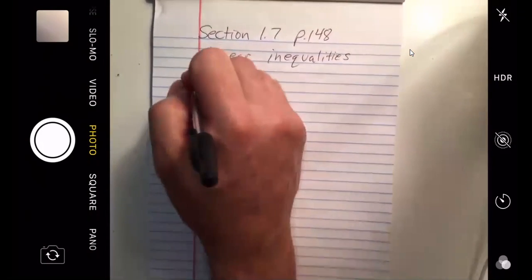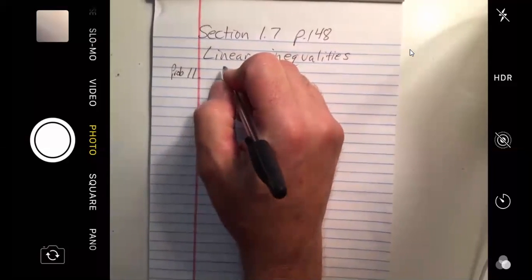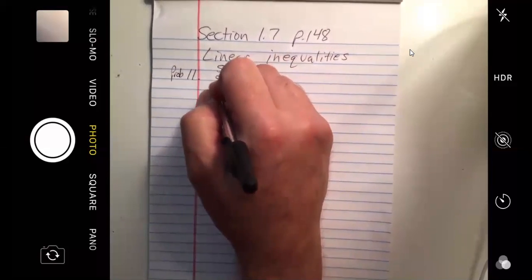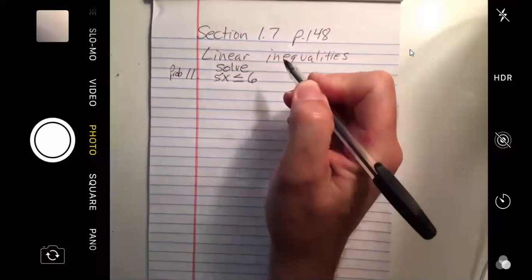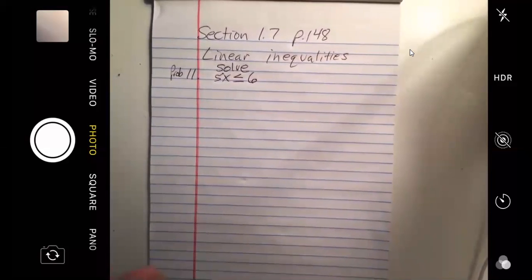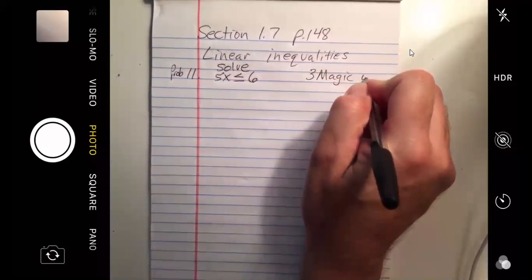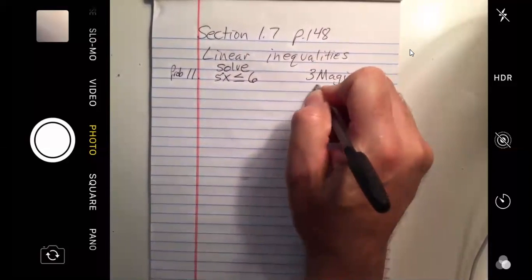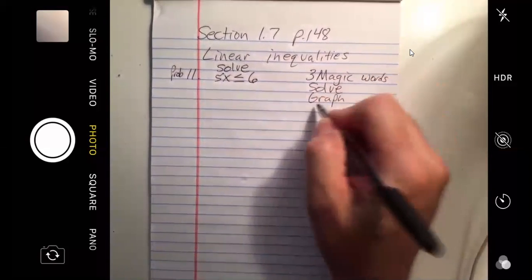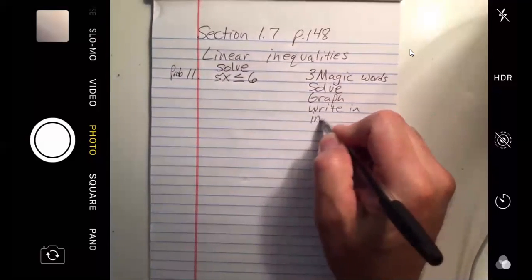Why don't I charge into something like problem 11? It says solve 5x is less than or equal to 6. They actually want you to do three things. The three magic words are solve, graph, write in interval notation.